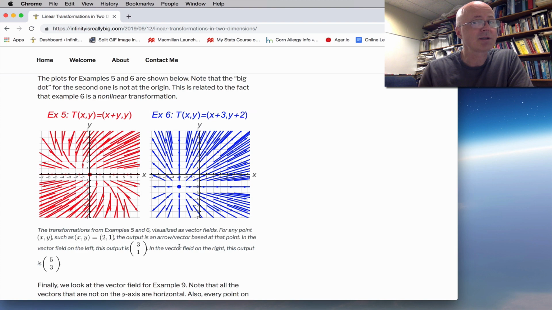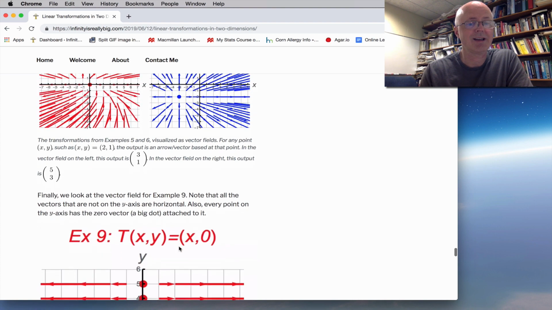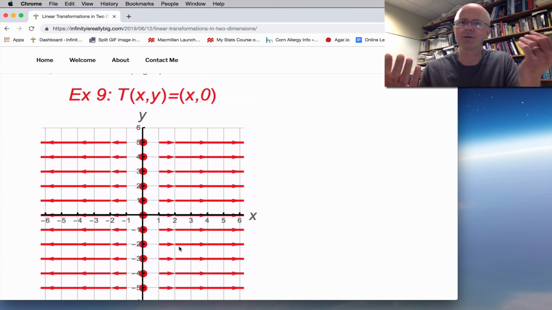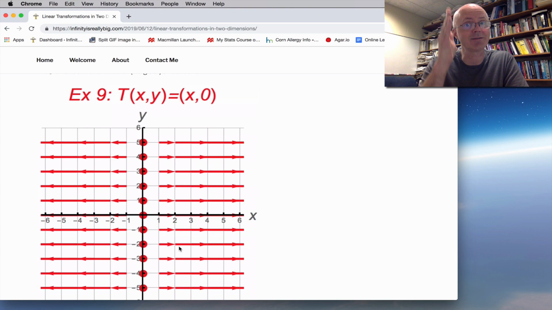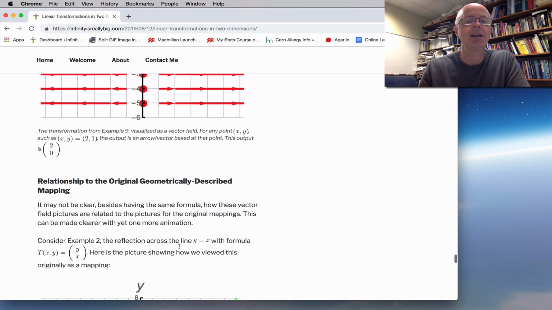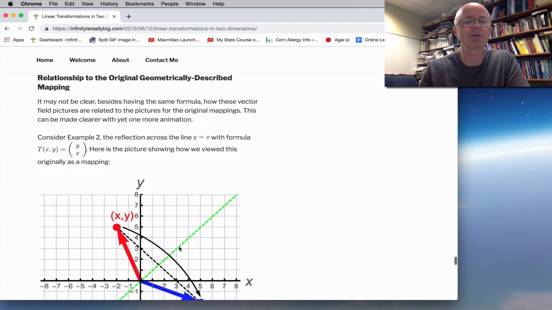All right, we're almost to the coolest part here. Okay, hang on. Here's the projection as a vector field. All the arrows are horizontal. And there's a bunch of dots on the y-axis. In fact, every point on the y-axis gets graphed with a dot, though you don't see that in the picture. We're almost to the coolest animation here.